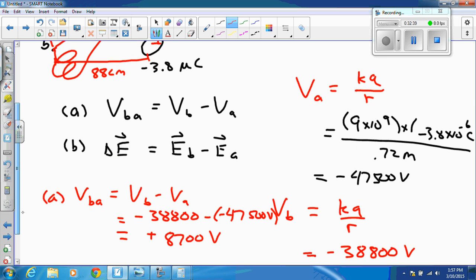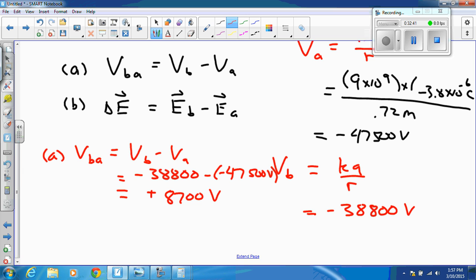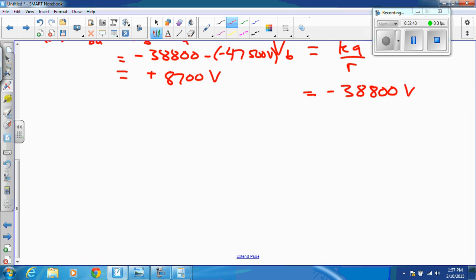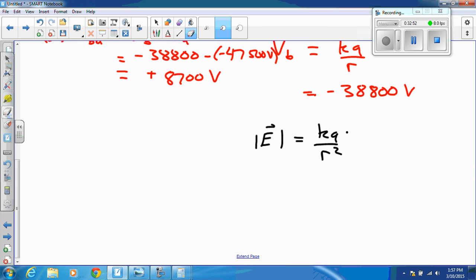Okay, well, what about the delta E then? Well, we know how this goes. We know that field has a magnitude of kQ over r squared. And so I can get the magnitude of the field at A and the magnitude of the field at B. Same sides, do that. Find the field at A and the field at B. Go.